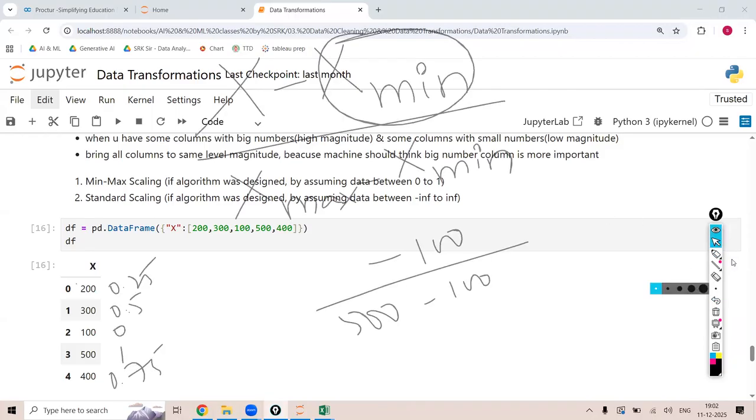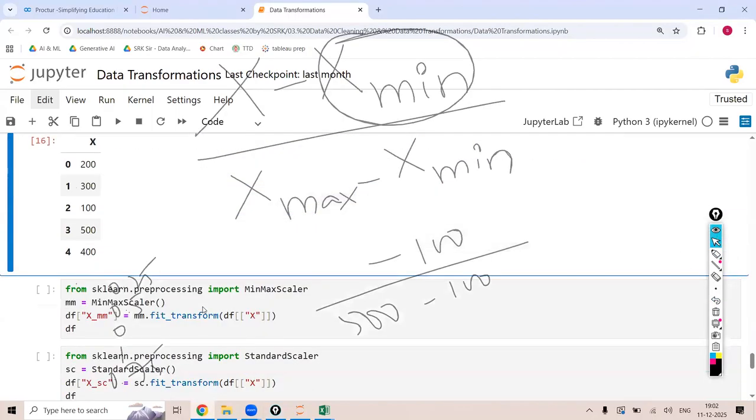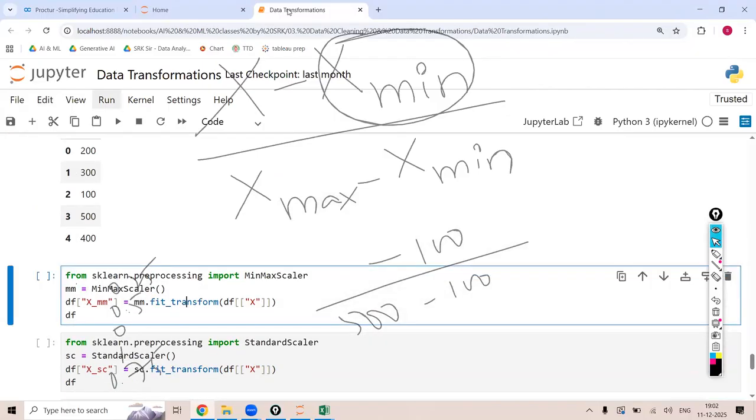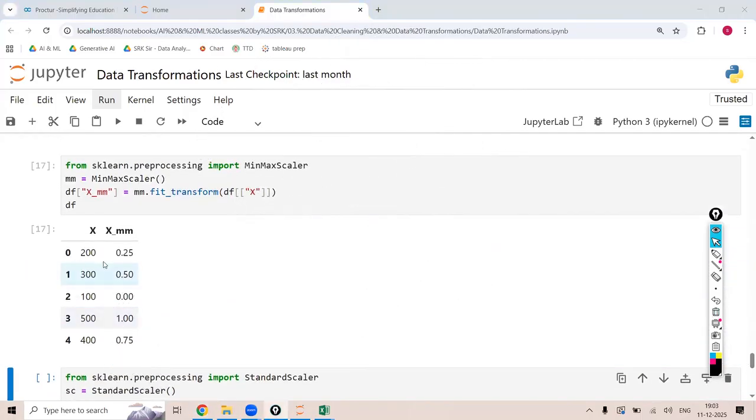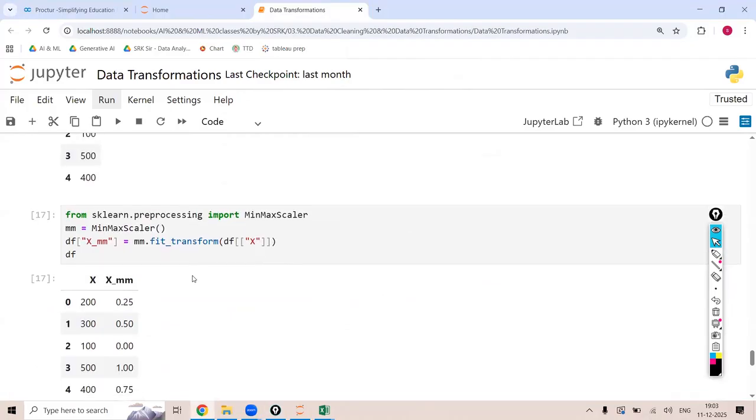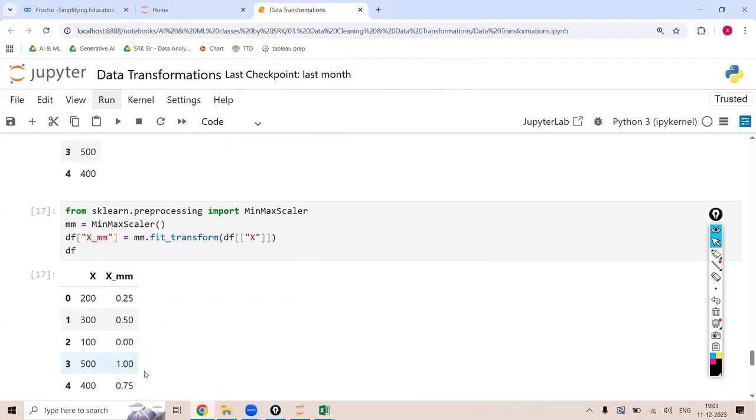Everyone is clear? Now, see here, when I'm doing the min-max scaler, I'm just applying the min-max scaler. Fit means calculate. What will it calculate? It will calculate the minimum value and maximum value. Transform means it substitutes every value, and every value will be converted like this. See, 200 was converted to 0.25, 300 to 0.5, 100 to 0, and 500 to 1.